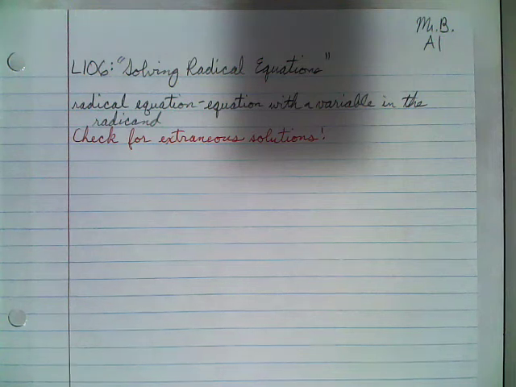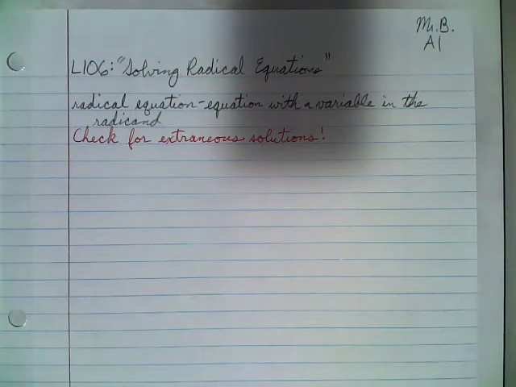This video is over lesson 106, solving radical equations, and it's for my Algebra 1 class. So ladies and gentlemen, radical equations are just equations with a variable in the radicand. And the radicand is just the stuff inside of the radical. So we're going to go ahead and solve these, and generally speaking, for the most part, we just go ahead and use our typical SADMAP, our reverse order of operations to solve these.